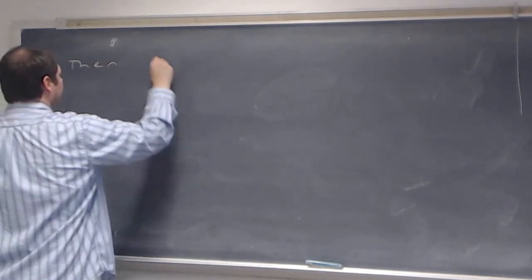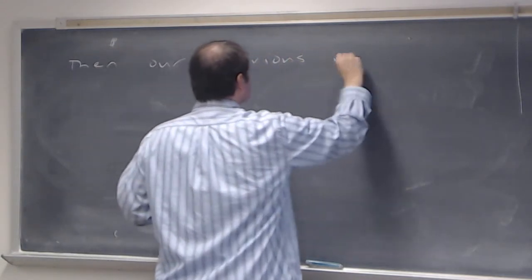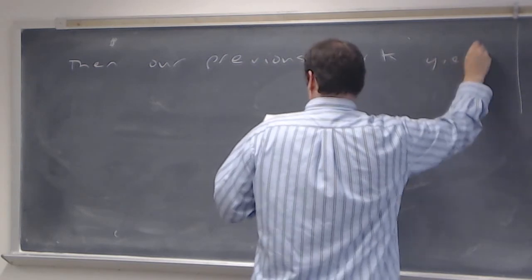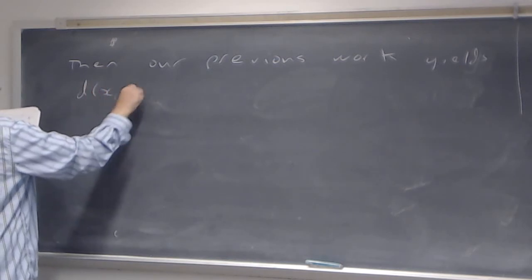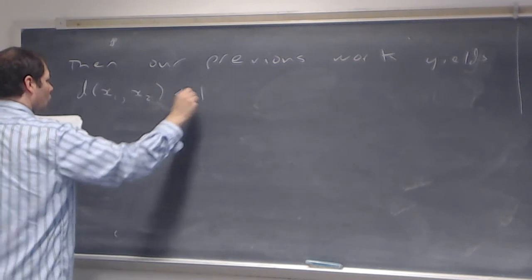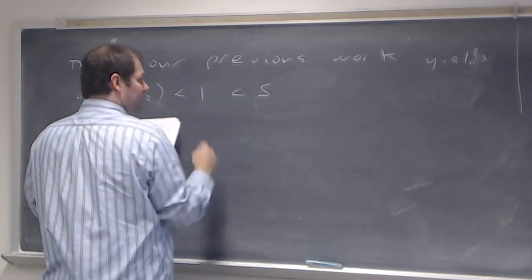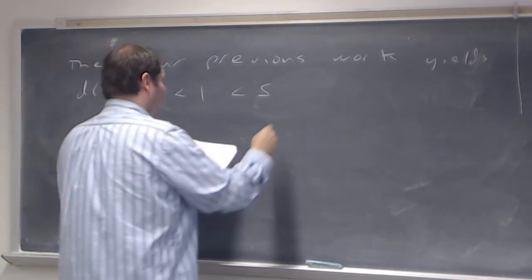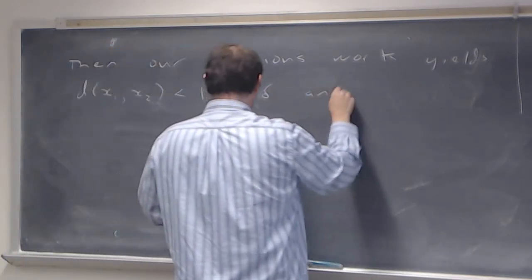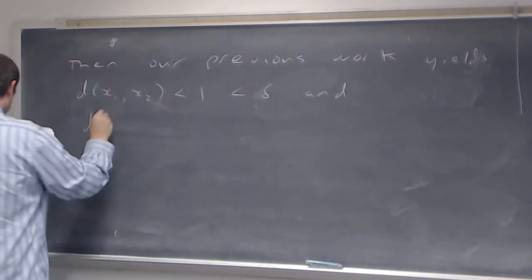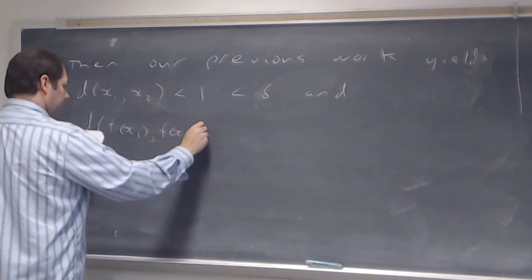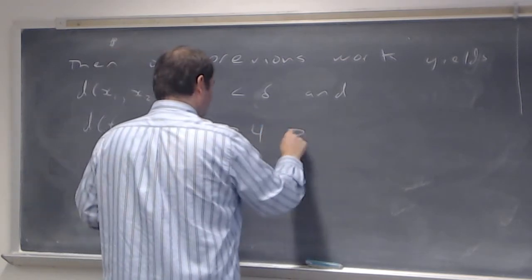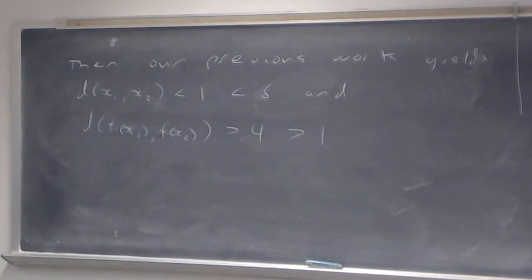You end up with that the distance between x of 1 and x of 2 will be less than 1, which will be less than delta, and the distance between f of x of 1 and f of x of 2 will be greater than 4, which is greater than 1. Okay, that's our epsilon there.